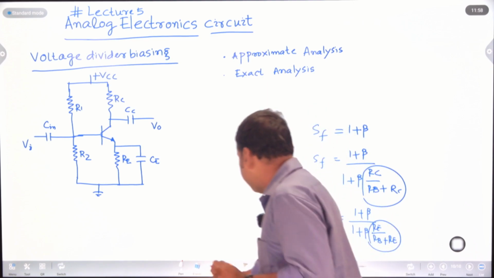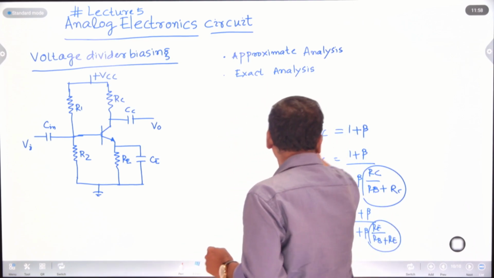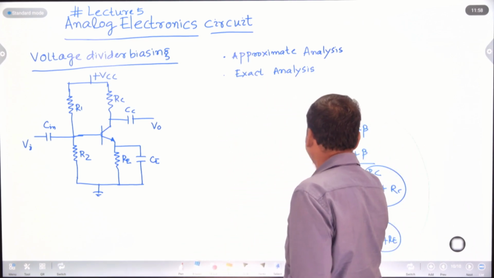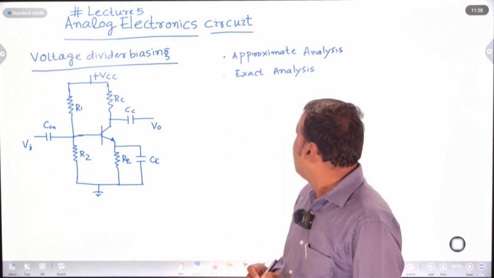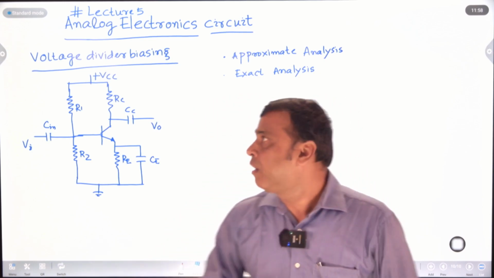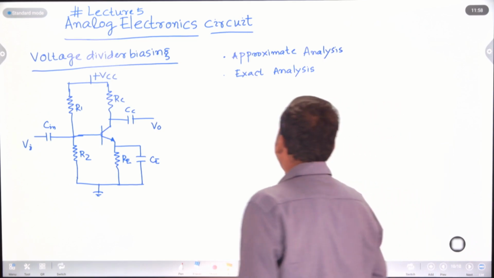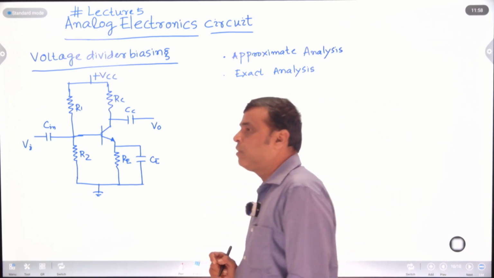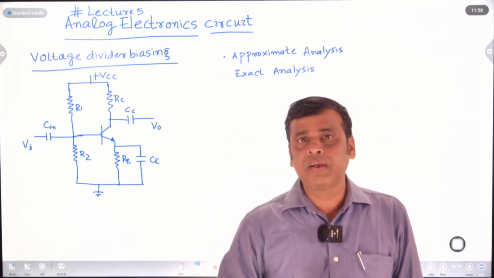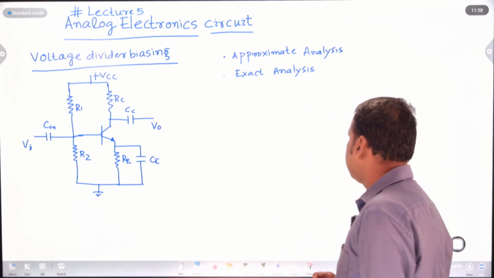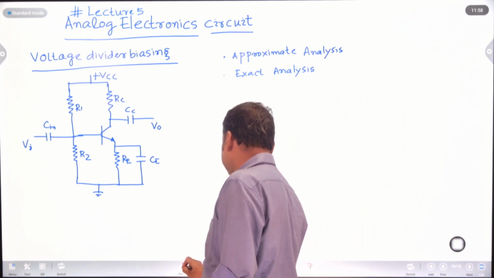In case of voltage divider biasing, it has two approaches: one is approximate analysis, another one is exact analysis. What is approximate analysis and what is exact analysis? In case of approximate analysis, what happens?